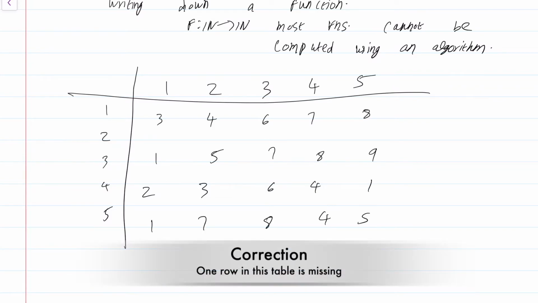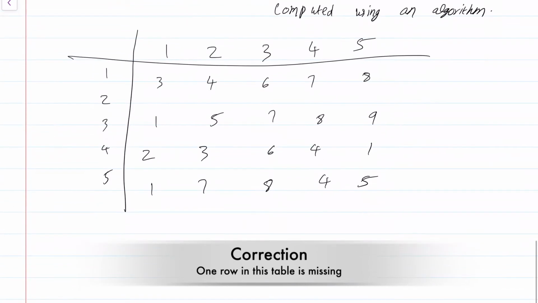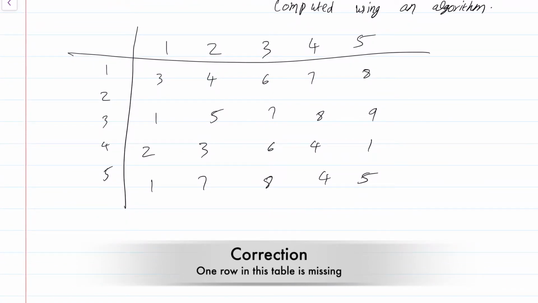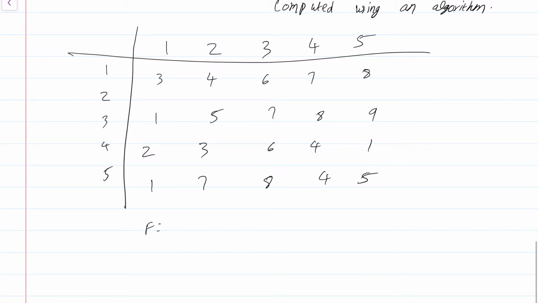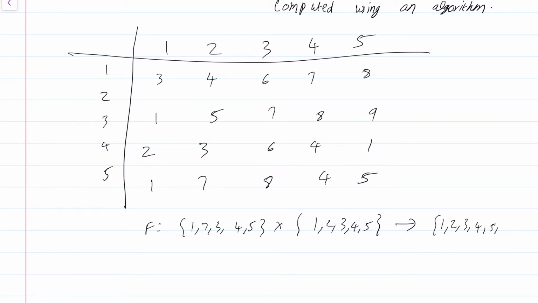Now what is this table saying? It seems a bit convoluted. Originally I was going for a function from 1, 2, 3, 4, 5 to 1, 2, 3, 4, 5, but what I have written down is actually a bit more general. I have constructed a function from 1, 2, 3, 4, 5 cross 1, 2, 3, 4, 5, the Cartesian product, to 1, 2, 3, 4, 5, 6, 7, 8, 9. To find out what f of 1 comma 1 is, look at the first row, first column and see what it is. So it's clear that f of 1 comma 1 is 3.